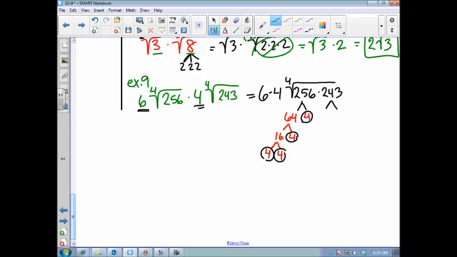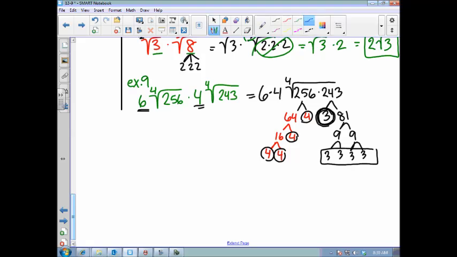Okay, 243. 3 times what is 243? 3 times 81. 81 breaks down into 9 and 9, and then 3, 3, 3, 3. Look, a group of 4, but this one guy's hanging out. So underneath the radical, what will be left? 3.